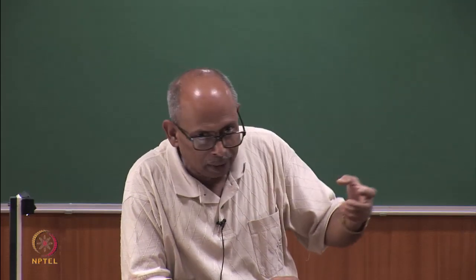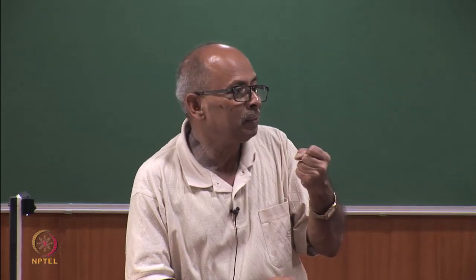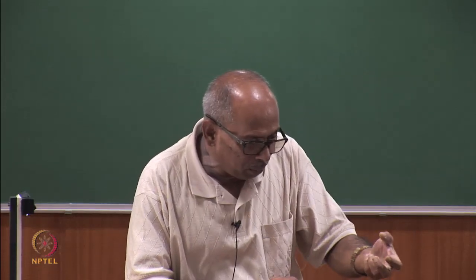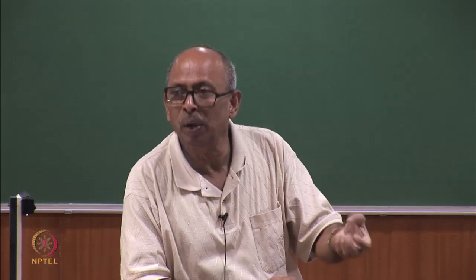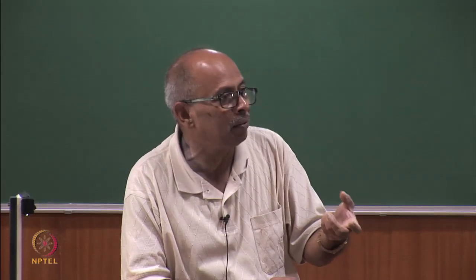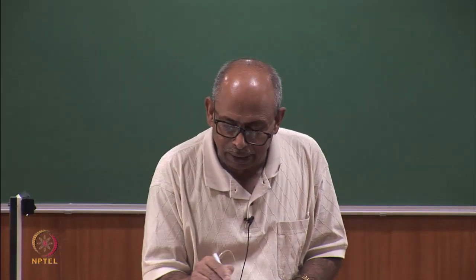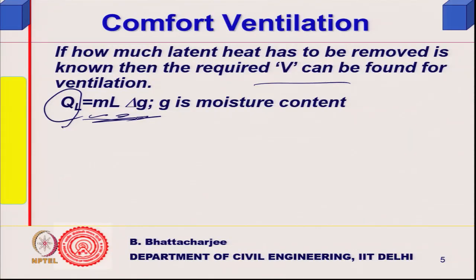So the dry air comes and absorbs moisture. If it is in liquid form, then it has to be vaporized. So where will the heat come from? It will come from inside itself. So this is the latent heat removal: mass into latent heat into delta G, and mass will be rho into volume of the room.